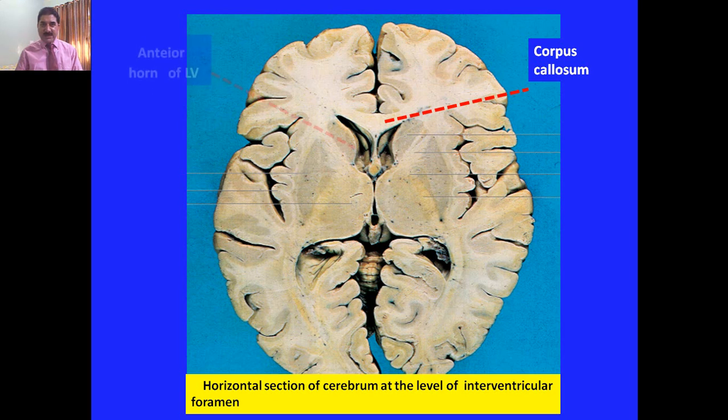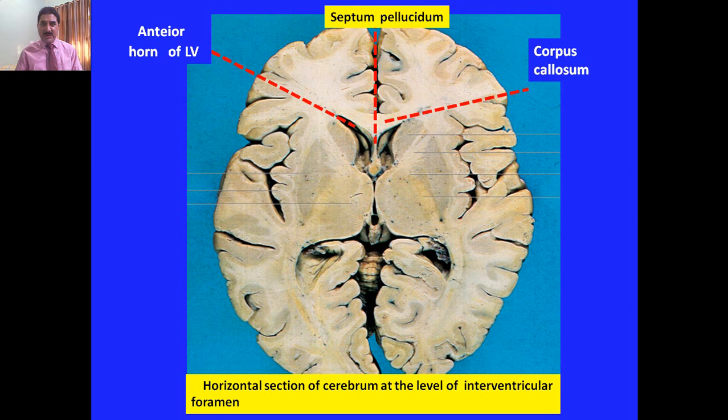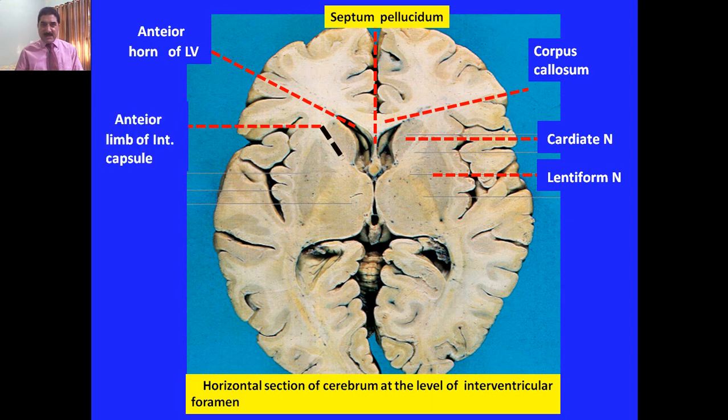This is a horizontal section of the cerebrum at the level of the interventricular foramen. Superiorly we have the corpus callosum, which forms the roof of the anterior horn of the lateral ventricle. Then the two lateral ventricles are separated by the septum pellucidum. Lateral to the anterior horn is the caudate nucleus. The lentiform nucleus is separated from the caudate nucleus by the anterior limb of the internal capsule, which joins the posterior limb at the genu, and medial to the posterior limb of the internal capsule is the thalamus.